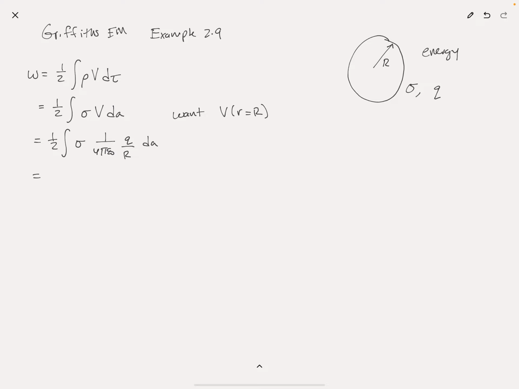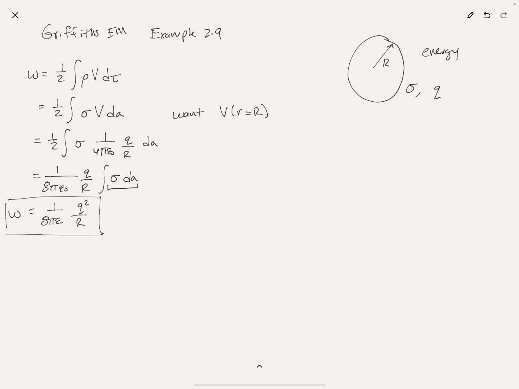That's a nice integral to do because everything is a constant here. So that's 1/8πε0 times the integral of Q over R sigma dA. Or just, the integral of all of the charges over the whole surface is Q. So I'm left with 1/8πε0 Q squared over R.